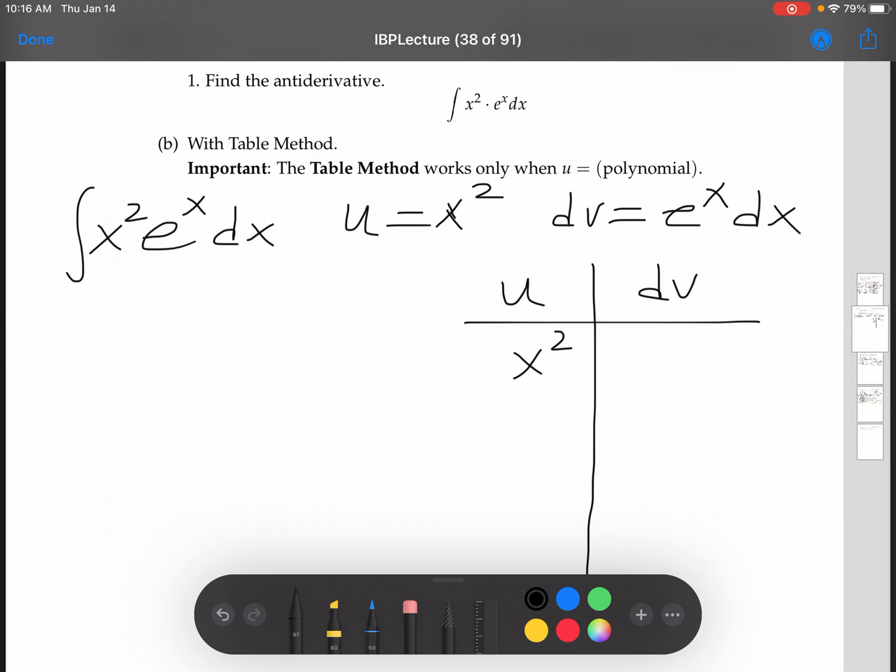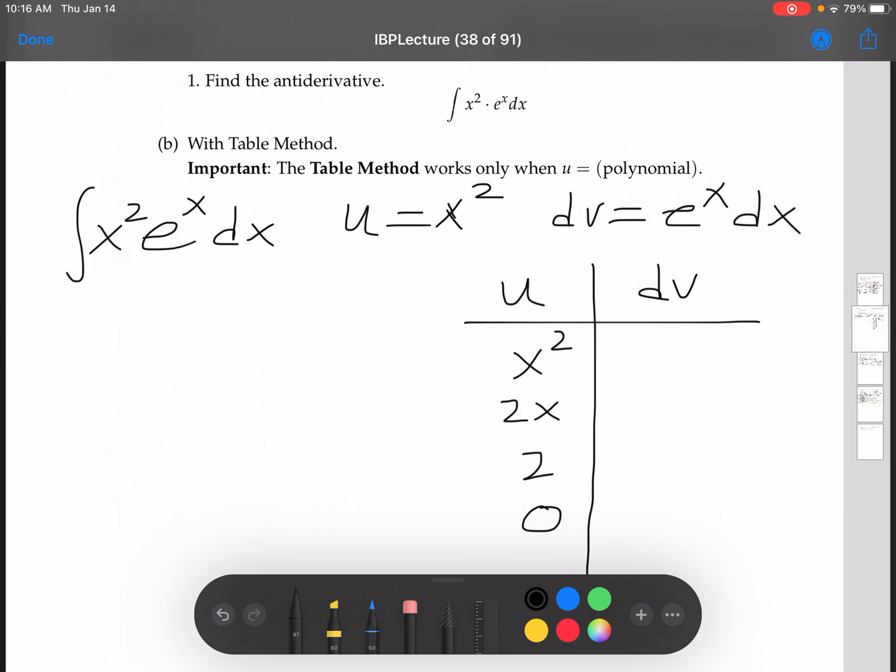And now what we do in this column is we take multiple derivatives until we get to 0. So the derivative of x squared is 2x. The derivative of 2x is 2. The derivative of 2 is 0. And that's when we stop.